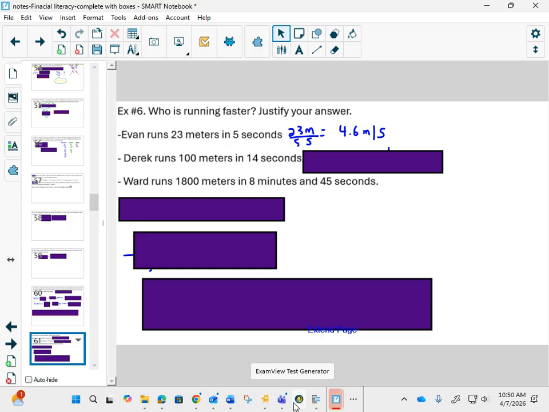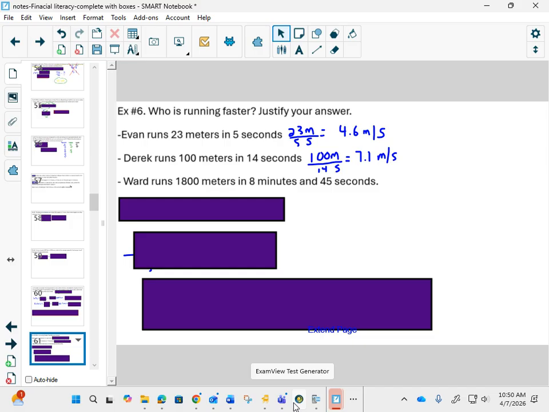So Evan runs 4.6 meters per second. Pretty impressive. Looks like Evan can beat Derek in a foot race. Derek is faster because he goes farther than me. He's going faster.